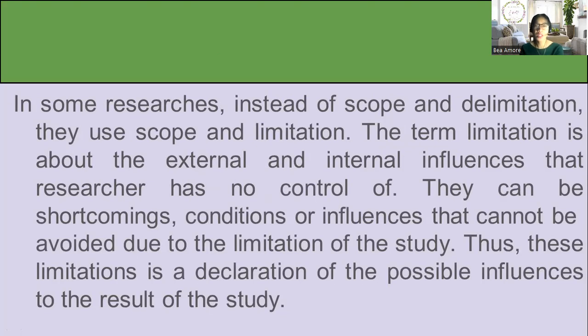In some researches, instead of scope and delimitation, they use scope and limitation. The term limitation is about the external and internal influences that researcher has no control of. They can be shortcomings, conditions, or influences that cannot be avoided due to the limitation of the study. Thus, this limitation is a declaration of the possible influences to the result of the study.